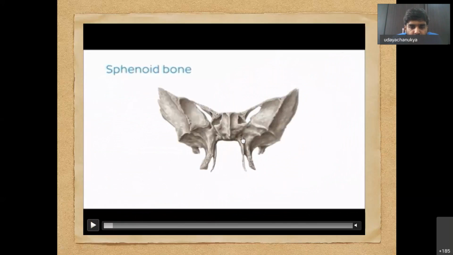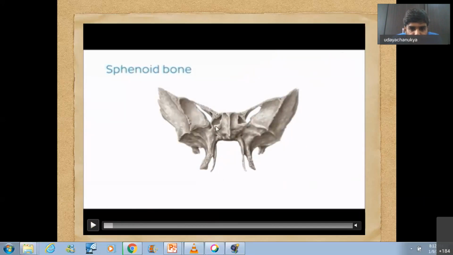This is the sphenoid bone. This is the body of the sphenoid. This is the lesser wing of the sphenoid. This is the greater wing of the sphenoid. And these are the pterygoid processes, namely a lateral pterygoid and a medial pterygoid. Body, lesser wing, greater wing, pterygoid.